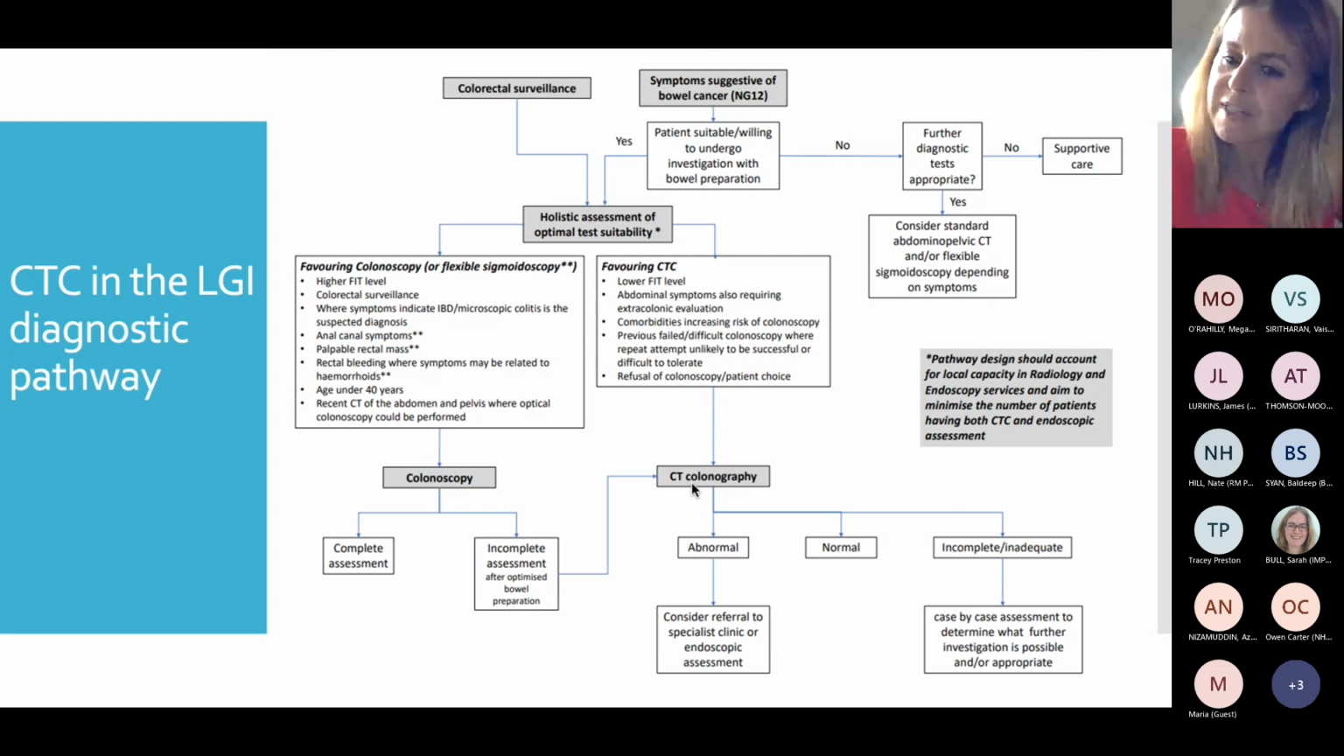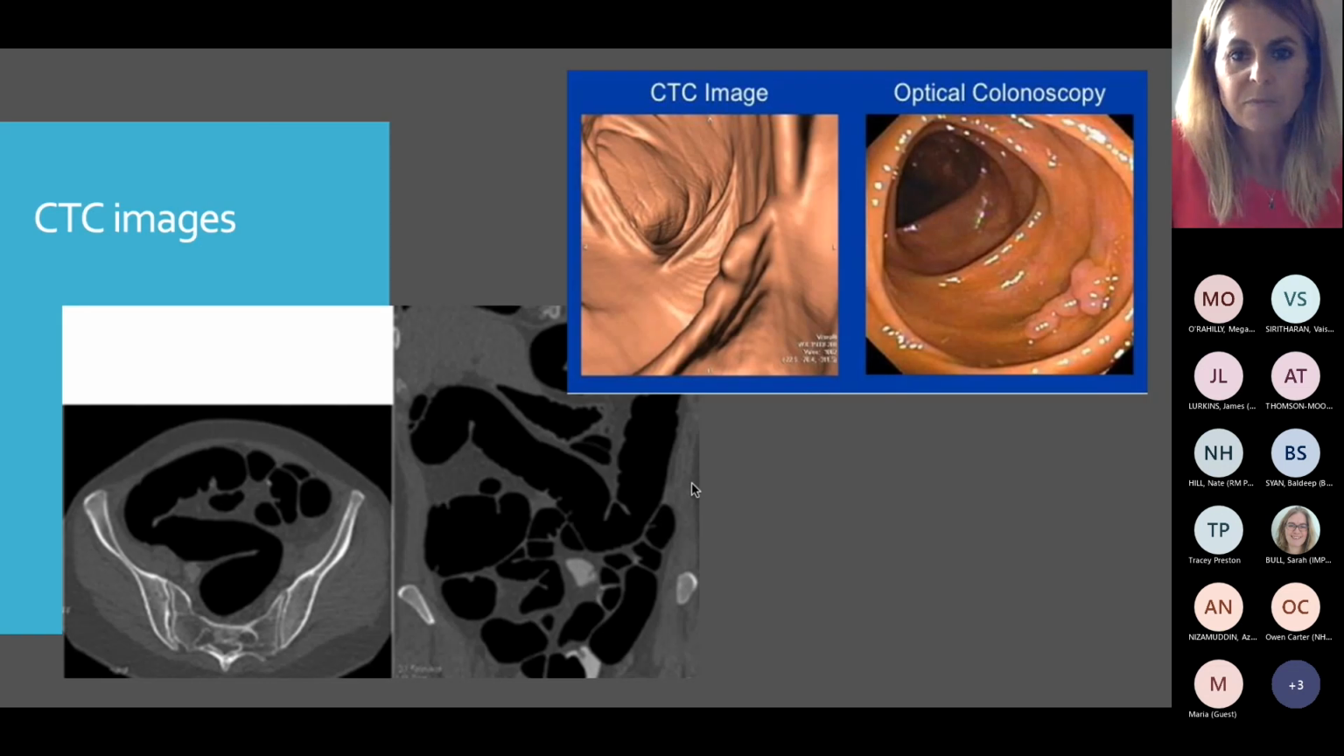We obviously have to guide them as to what we think is the most suitable test, but they do have a right to choose what they would prefer to some degree. So I won't go through everything, but the slides can be shared and you can have a look at this and ask any questions if you have any further questions.